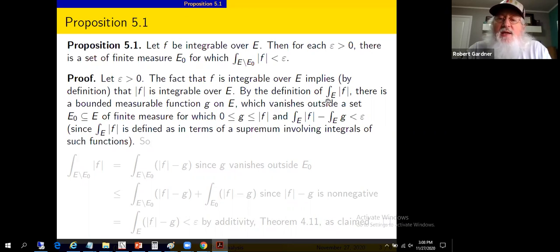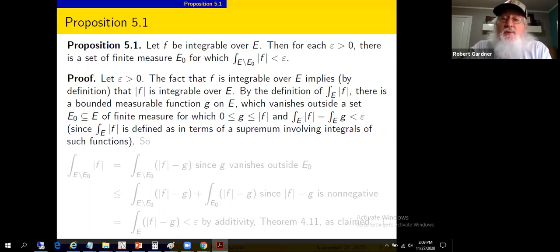But we had defined the integral over E of the absolute value of f in that setting, of a non-negative function, as a supremum of the integral over E of g, over all g that were non-negative and less than or equal to the function we're integrating, the integrand, absolute value of f in this case, where g was a bounded measurable function which vanishes outside a set E sub 0 of finite measure. That's the finite support part.